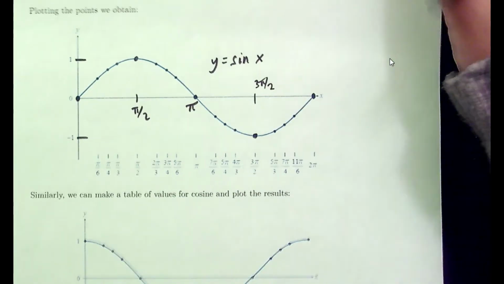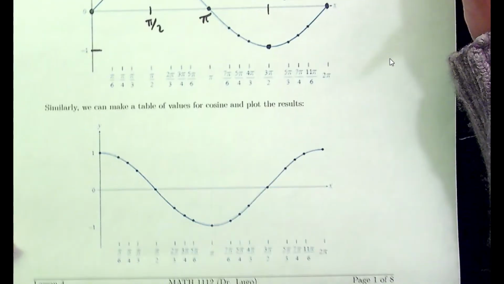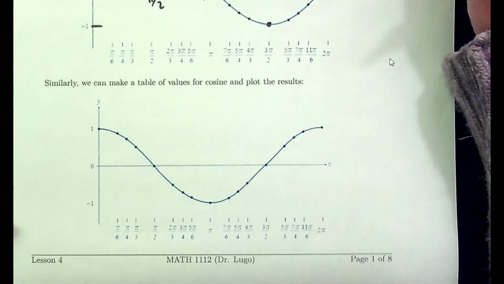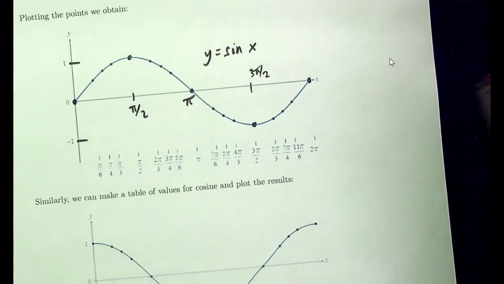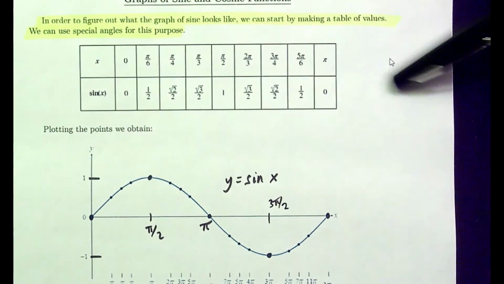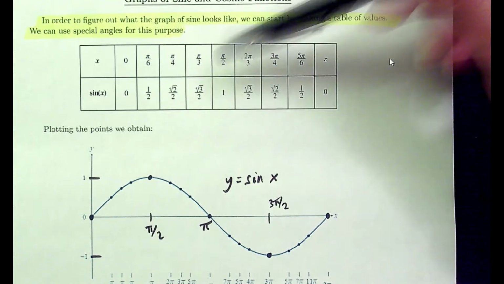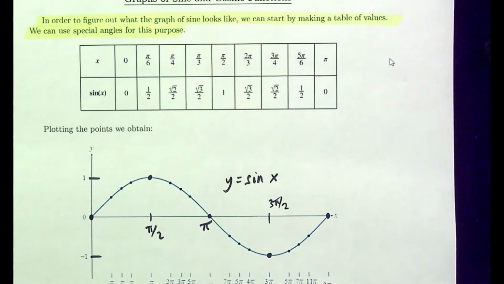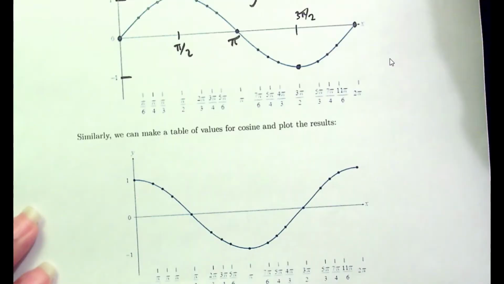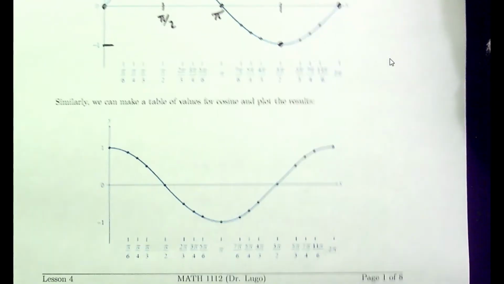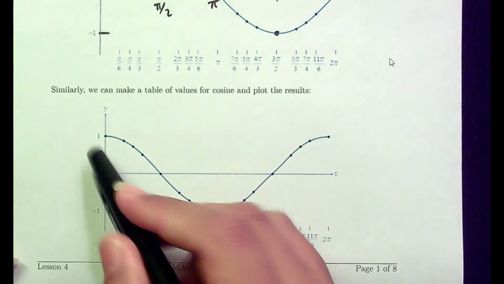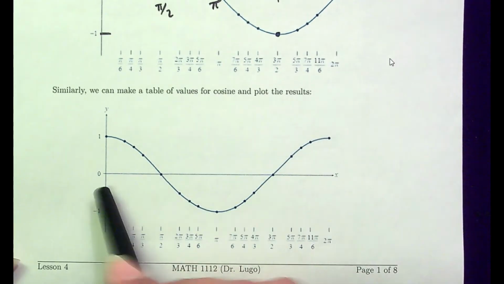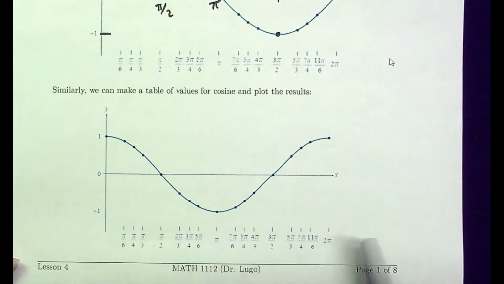All right, now for the graph of cosine, you can do exactly the same thing, meaning you can make a table of values, just like we did for sine, and start plotting a bunch of points until you get to the basic shape of the cosine function. And here's the basic shape of the cosine function. This is again the graph between 0 and 2 pi.